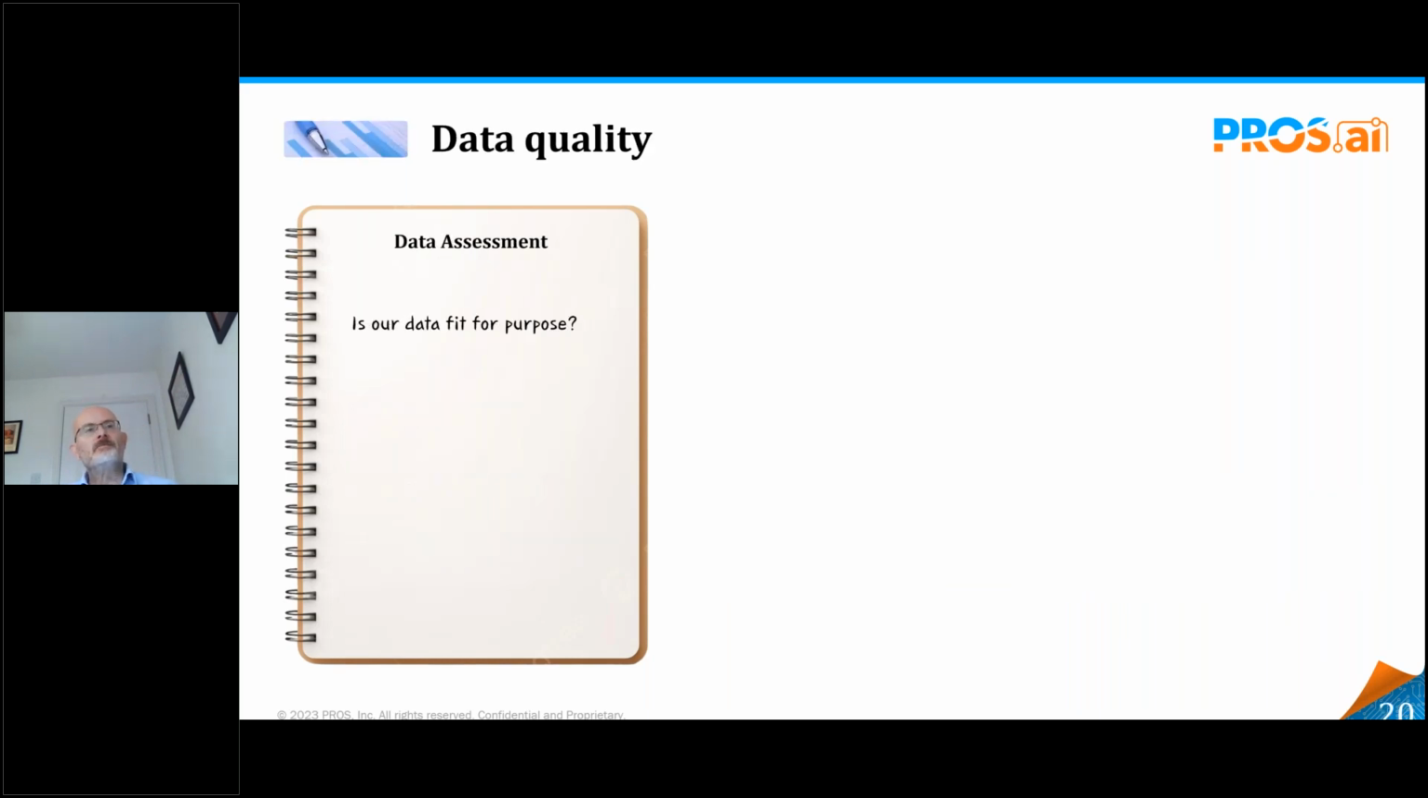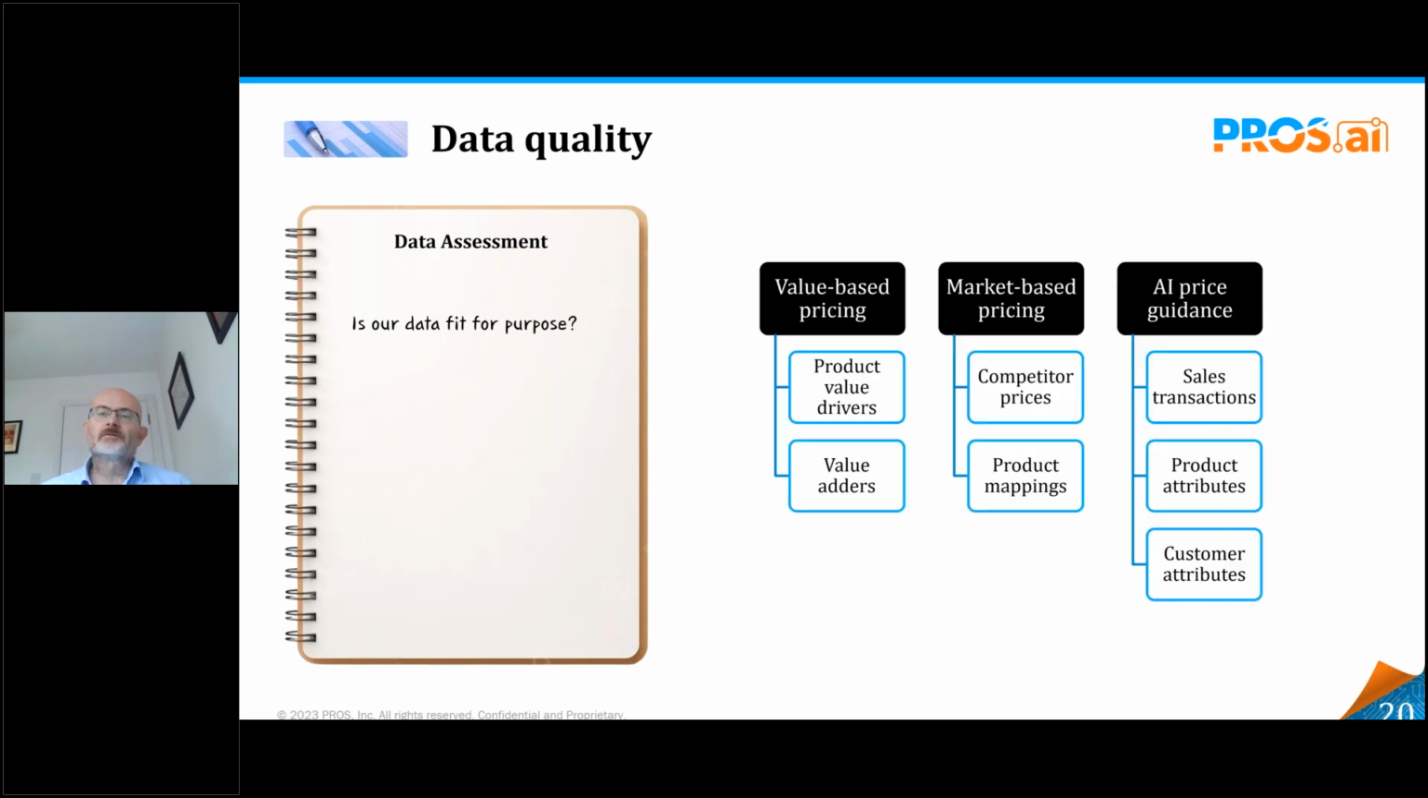And then the next key barrier to consider is data quality. And the first obvious question is: is our data fit for purpose? Have we gathered the key data required to support our pricing initiative? And different pricing initiatives obviously require different levels of data. If we're looking at introducing value-based pricing, we're going to need to have identified the product value drivers. We will need to have quantified the value adders to put against those value drivers.